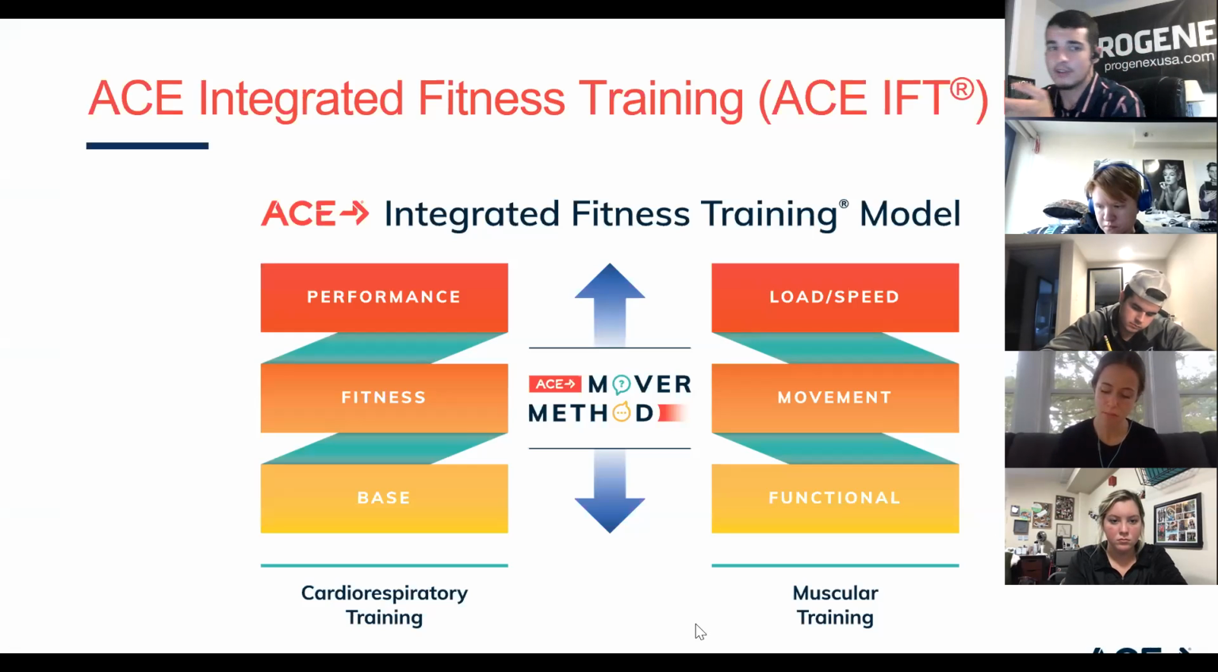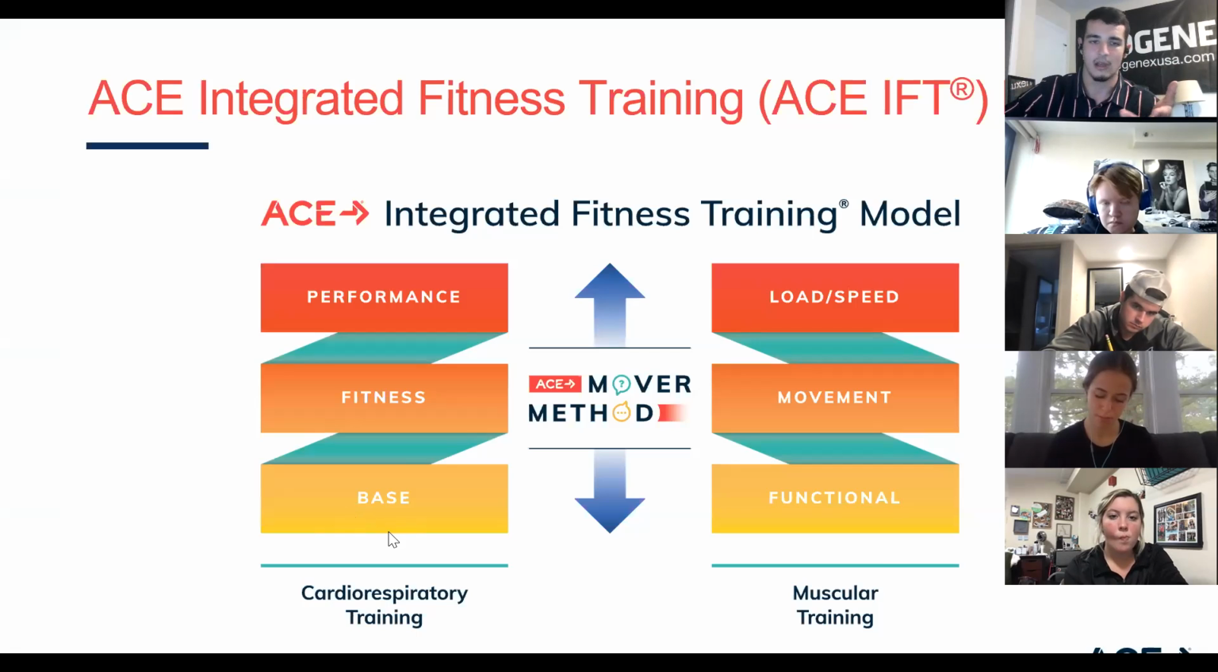So on the cardiorespiratory training side, you have your very base level fitness that would just be like walking, right? Getting from place to place, being able to live a healthy life. Then fitness, we can start talking about improving their VO2 max, getting them so they can go for longer and whatnot. And then performance is really pushing the boundaries. This would be like trying to make sports improvements or things like that.